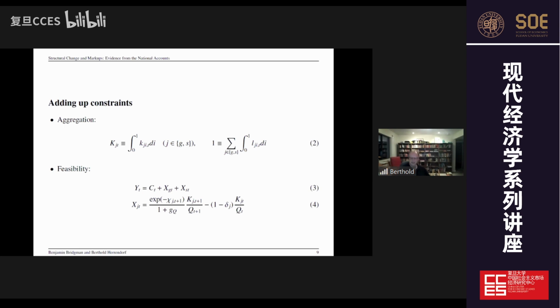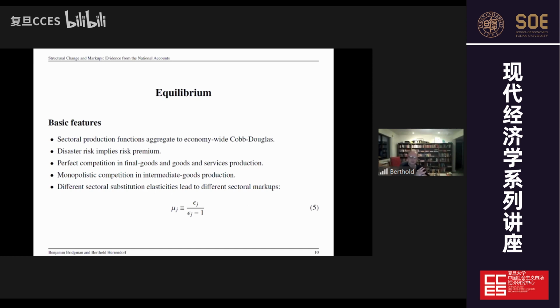So it's the standard thing, except for two things. One is there's the quality improvements, and the other one is then there's this disaster shock, which immediately adjusts your capital stock so that you don't have any transitions. Okay, before I describe the equilibrium, any questions are fine. That's the model, basically. Everybody on board?